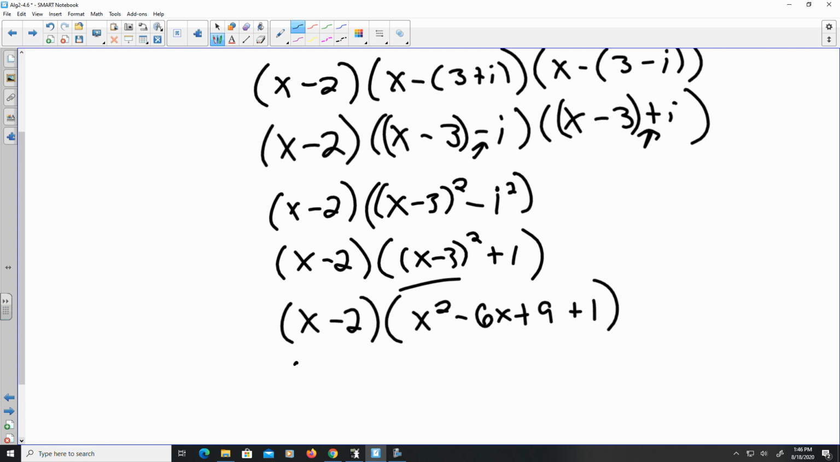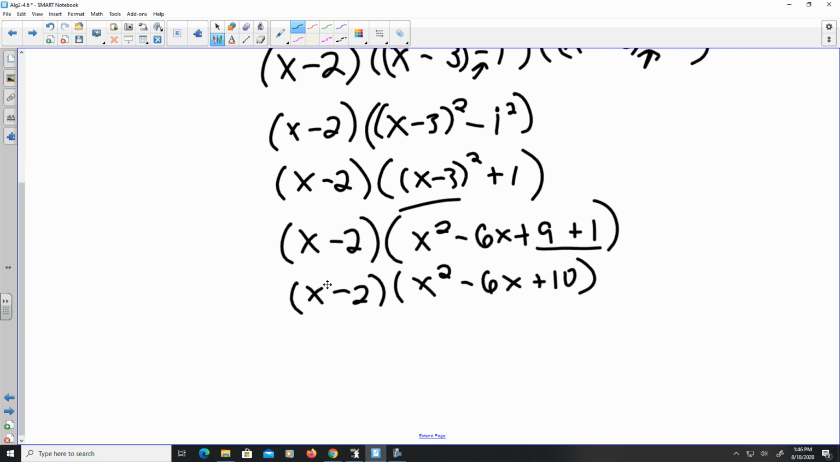So this turns now into x minus 2. Combine these like terms here. So this is going to be x squared minus 6x plus 10. Now, just like what we did with the conjugates, now we just multiply this out. Take this x, multiply it by the 3 terms to the right. It becomes x cubed minus 6x squared plus 10x.